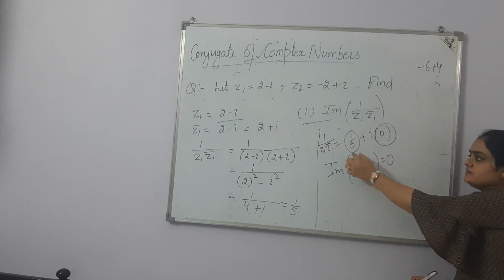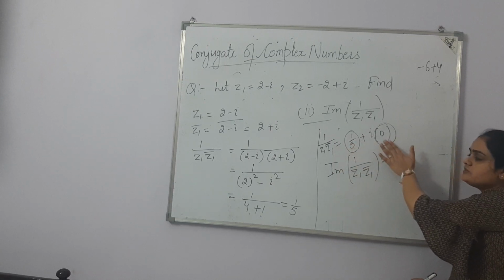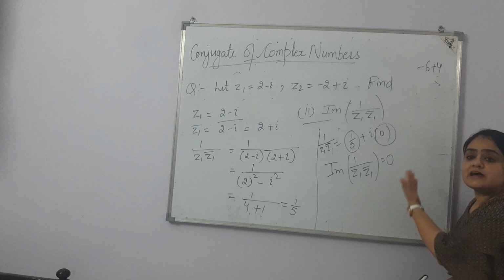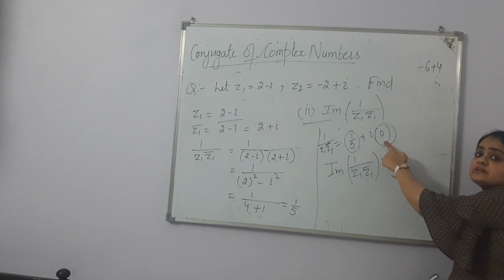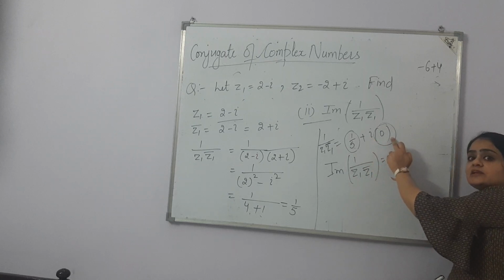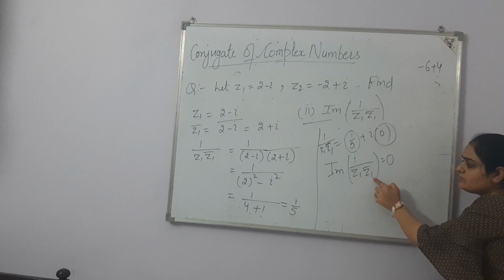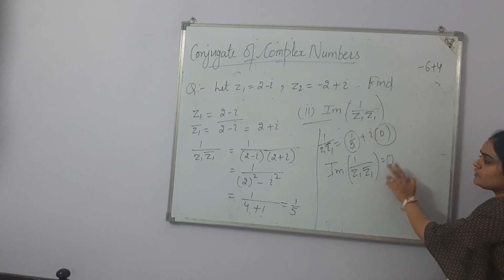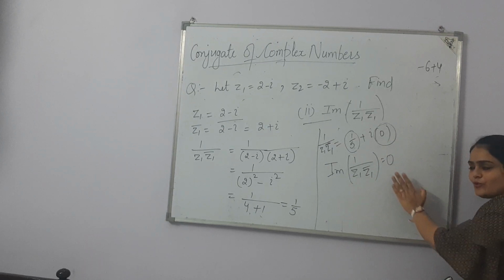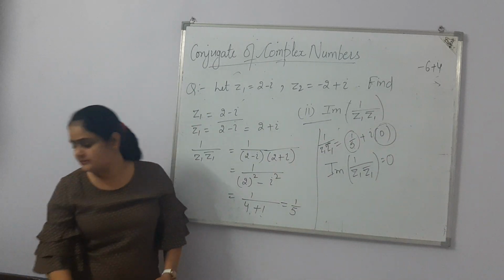The real part is the part which is not coming along with iota, and the imaginary part is the number which is coming with iota. Iota is not the imaginary part. Iota is saying the number coming along with it is the imaginary part. So the imaginary part of 1 upon z1 into z1's conjugate is 0. Hope it is clear to you. Now we'll proceed to the next question.